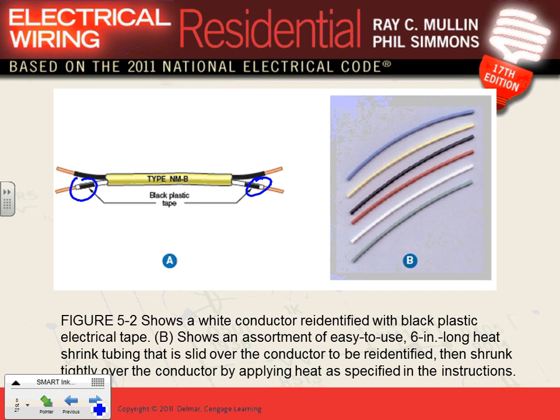One application: we can re-identify the white as a black by putting a tape on it, just taping it. What happens if you have a 12-2 and you need to feed a 240 load? This is a good application. I have 12-2 cable, and I need to feed a 240 load. So you take the white, we identify it as red, and you have your black, and you feed the 240 from both ends you identify. That's one application.